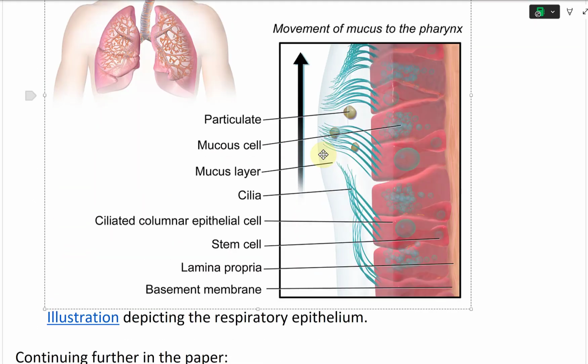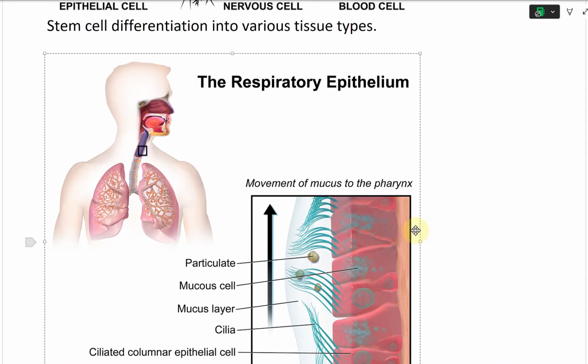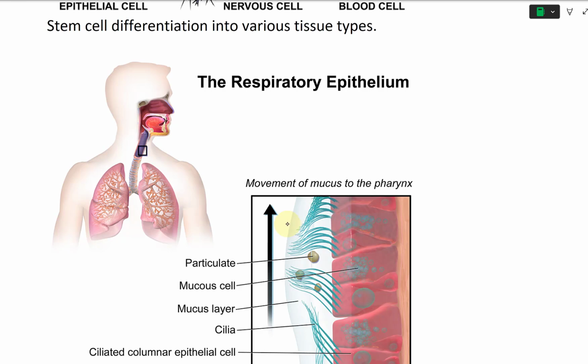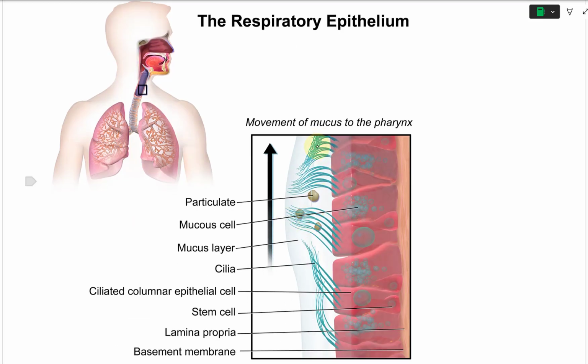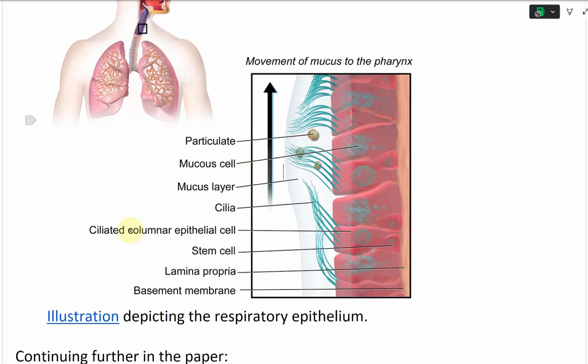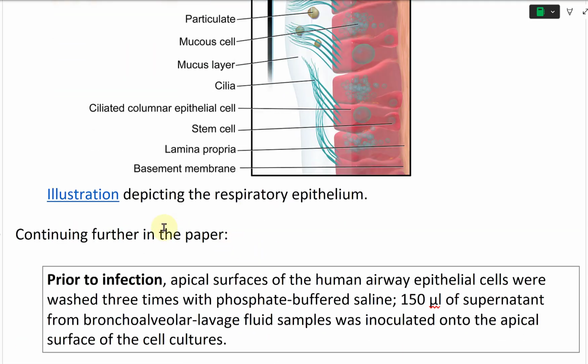And going further, here's another schematic of the respiratory epithelium. So that's lining around this lower respiratory tract and the upper as well. So there's movement of mucus to the pharynx to get to the mouth, and you can spit it out. It goes up and down with the cilia, and particulate gets trapped in it, and this sticky substance is the mucus around it. All right, very interesting. There's a mucus layer, cilia, and then a ciliated columnar epithelial cell, and then you'll have the lamina propria, or loose connective tissue, and the basement membrane underneath it, over here, underneath the cells. All right, so this is an illustration depicting the respiratory epithelium.